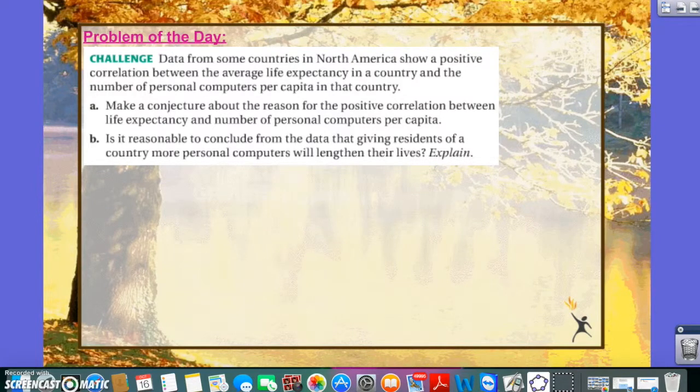So the next lesson we're moving on to is lesson 2.7. Like usual, read the problem of the day and answer both parts A and B. When you're ready, you can resume the video.